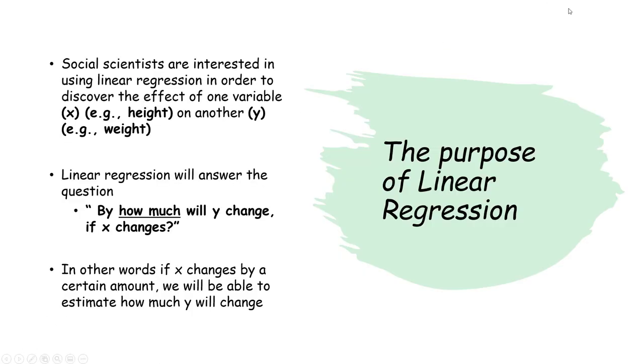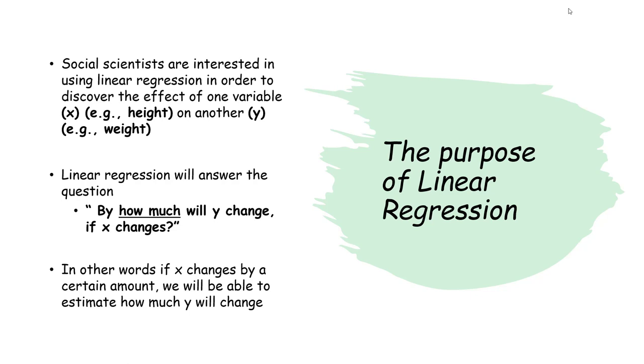Now, the purpose of linear regression: social scientists are interested in using linear regression in order to discover the effects of one variable, e.g. height, on another variable, weight. So in this particular case, we're interested in whether height is a good predictor for weight. Your predictor is always your x variable, and your DV, what's being predicted, is always your y variable. So linear regression answers the question, how much will y change if x changes? So how much of the variance in y can be explained by the changes in x? That's how the textbooks would describe it.